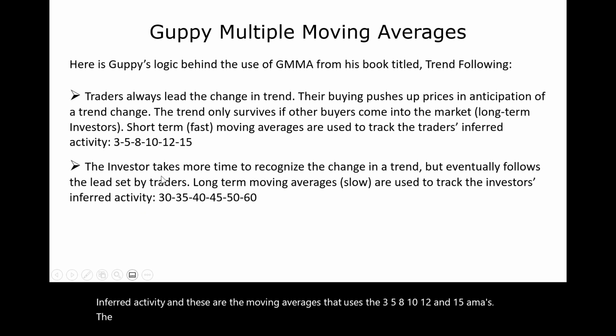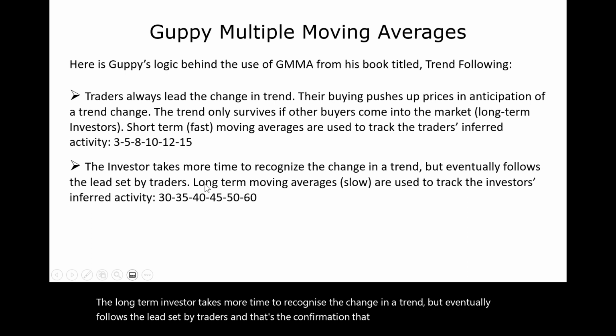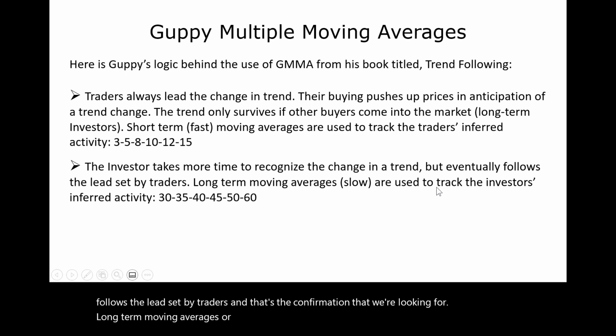The long-term investor takes more time to recognize the change in a trend, but eventually follows the lead set by traders, and that's the confirmation that we're looking for. Long-term moving averages are slow, and they're used to track the investor's inferred activity. And once again, he uses the 30, 35, 40, 45, 50, and 60.